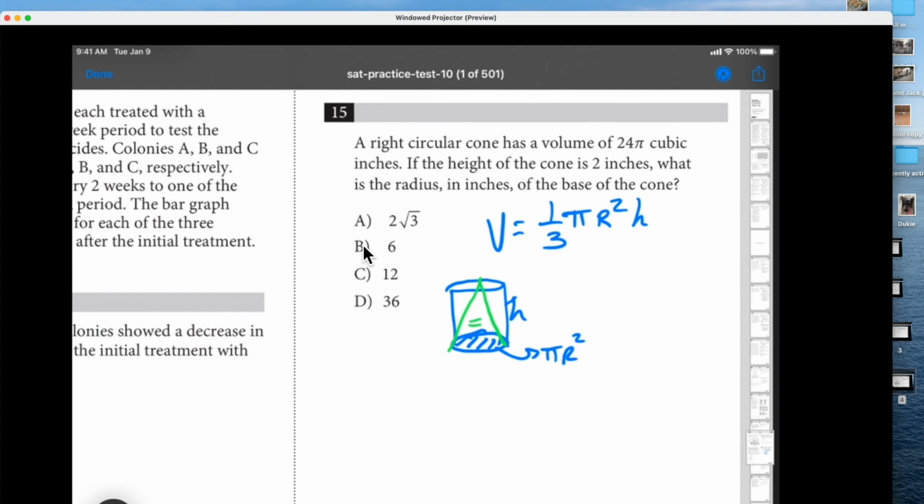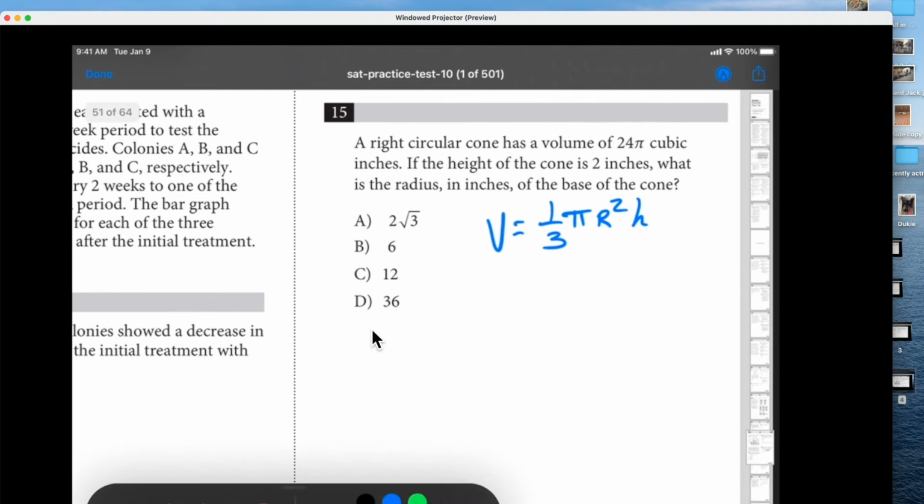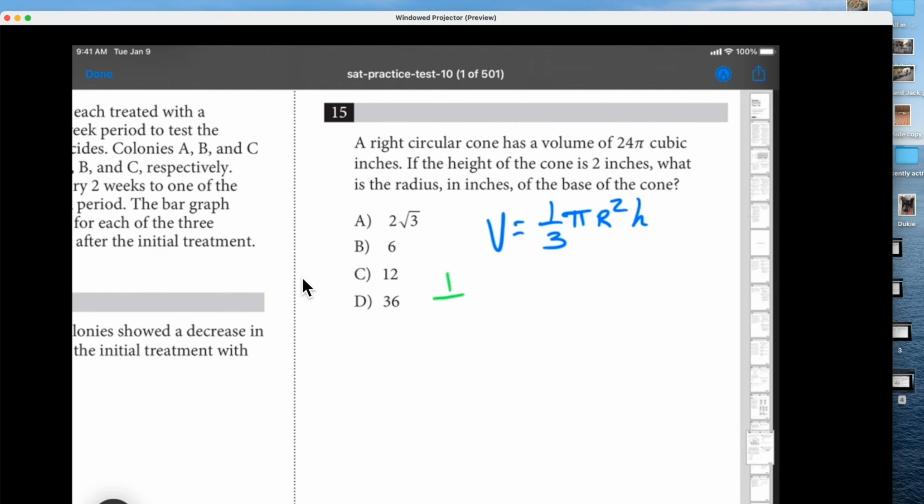So the fact that it's coming to a point means that the volume of this cone is only 1/3 that of the original cylinder. That's the derivation of that formula. Okay, so they tell us here that the volume is 24 pi cubic inches. So we're going to say 1/3 pi r squared h equals 24 pi.